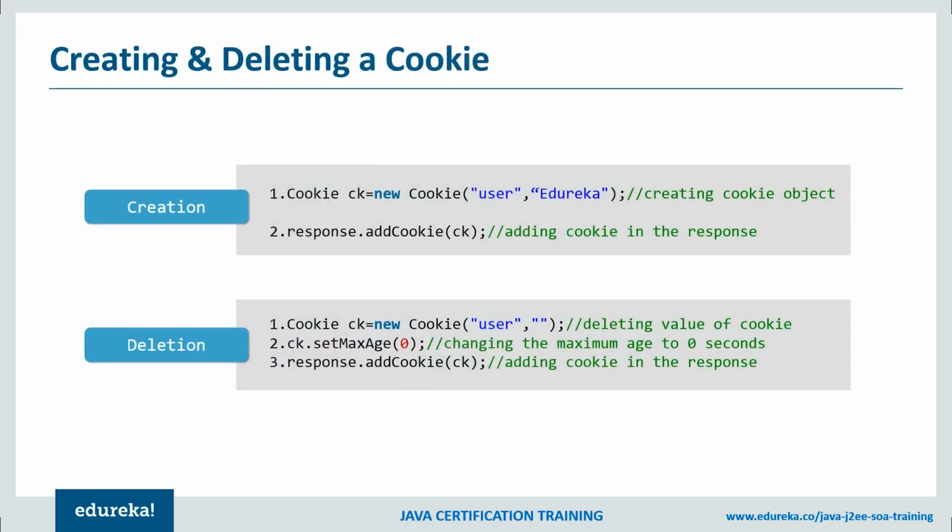So basically, this is how you can create and delete a cookie. That is, you can create a new cookie object. And once you create the new cookie object, you have to add it to the response. That's the usual technique how we do. And similarly, while deleting the cookie, you just specify the username and specify blank instead of specifying Edureka. And then you can change the max age to 0 and then again add it to the response. Simple. Now, let's see an example of creating a cookie, adding it to the response and retrieving the results.